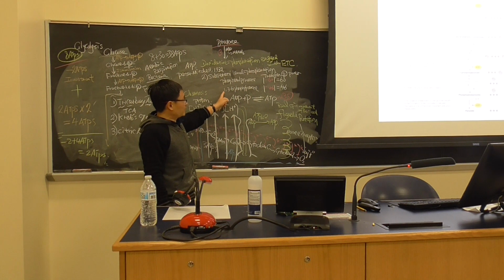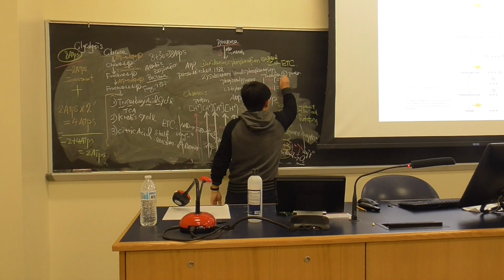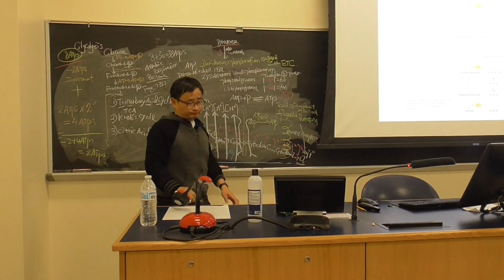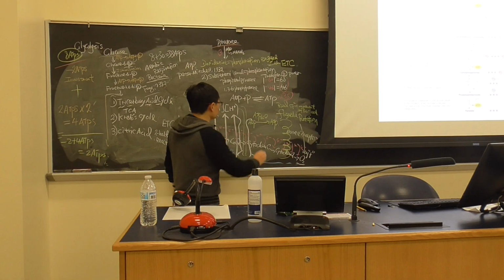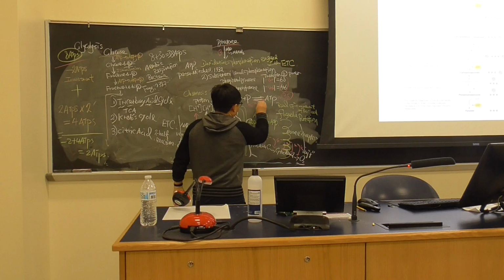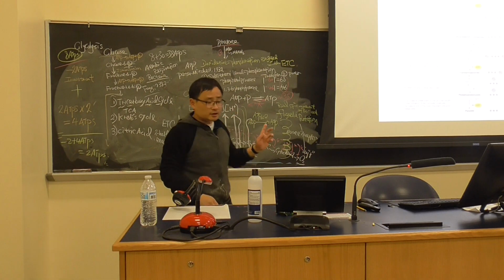Phosphoenolpyruvate and 1,3-biphosphoglycerate. Their phosphate transfer power is larger than ATP itself. So the reaction is going to go this way instead of go the other way. So that's why they can create ATP.